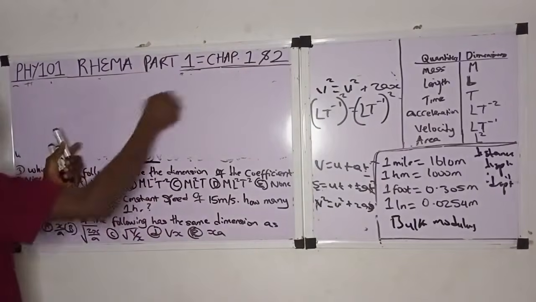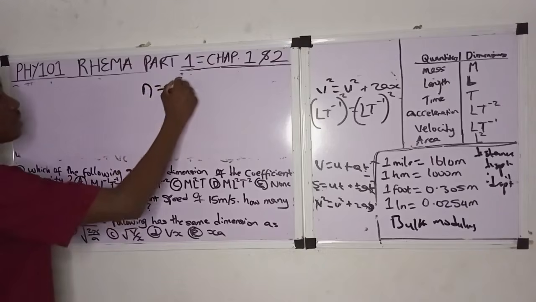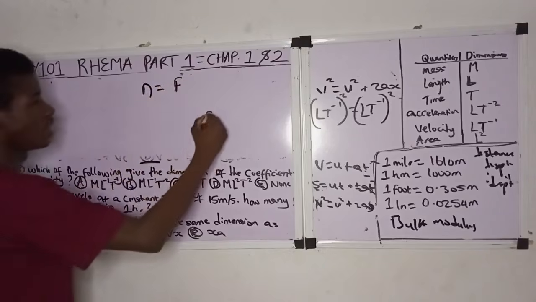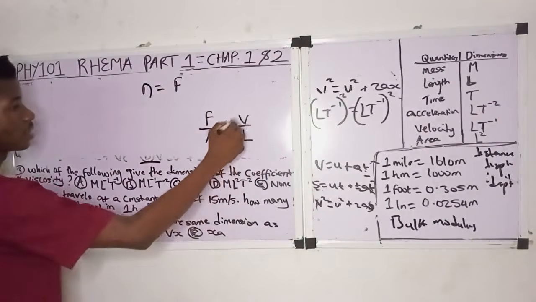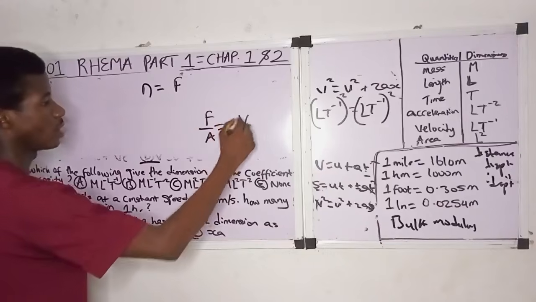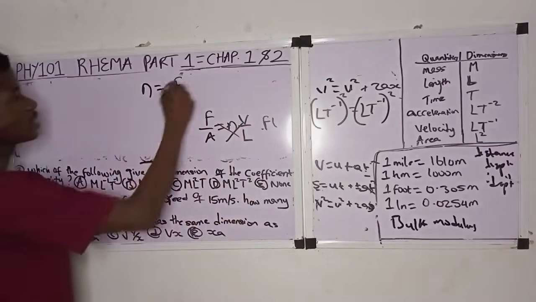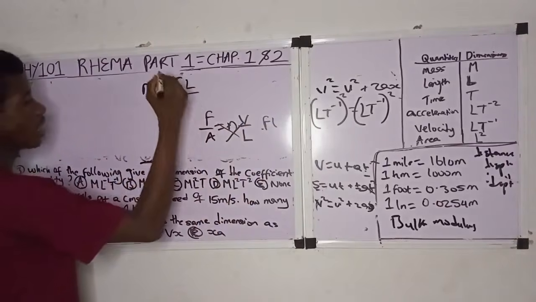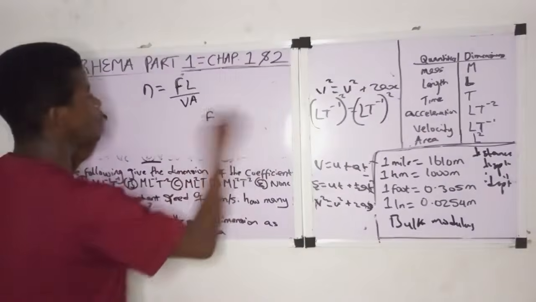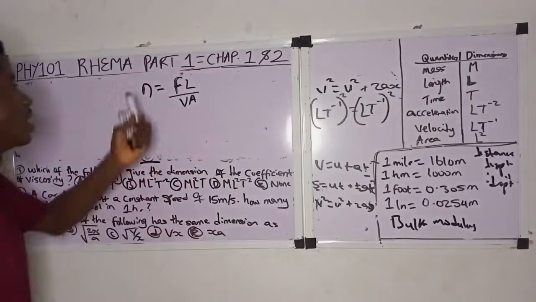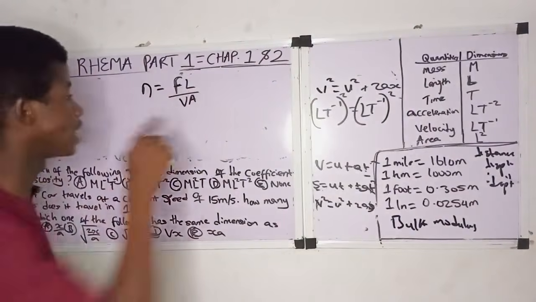So we all know that. Let me just give the formula. The formula for viscosity is force times length divided by velocity times area. Viscosity is equal to force times length divided by velocity times area.